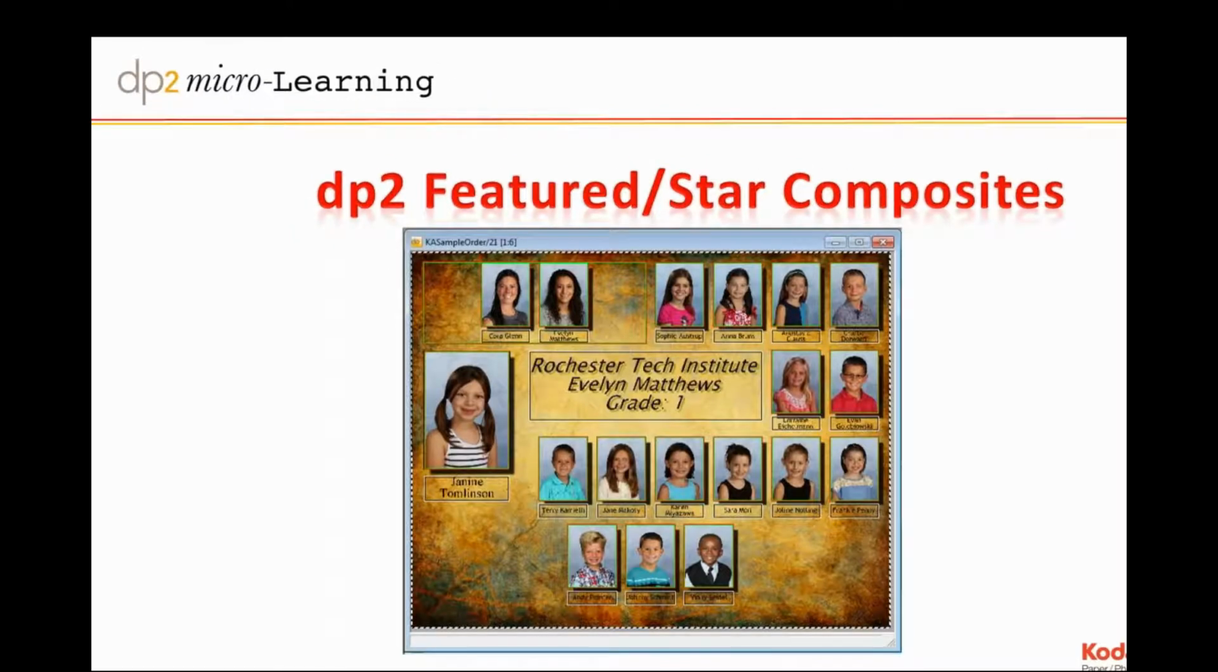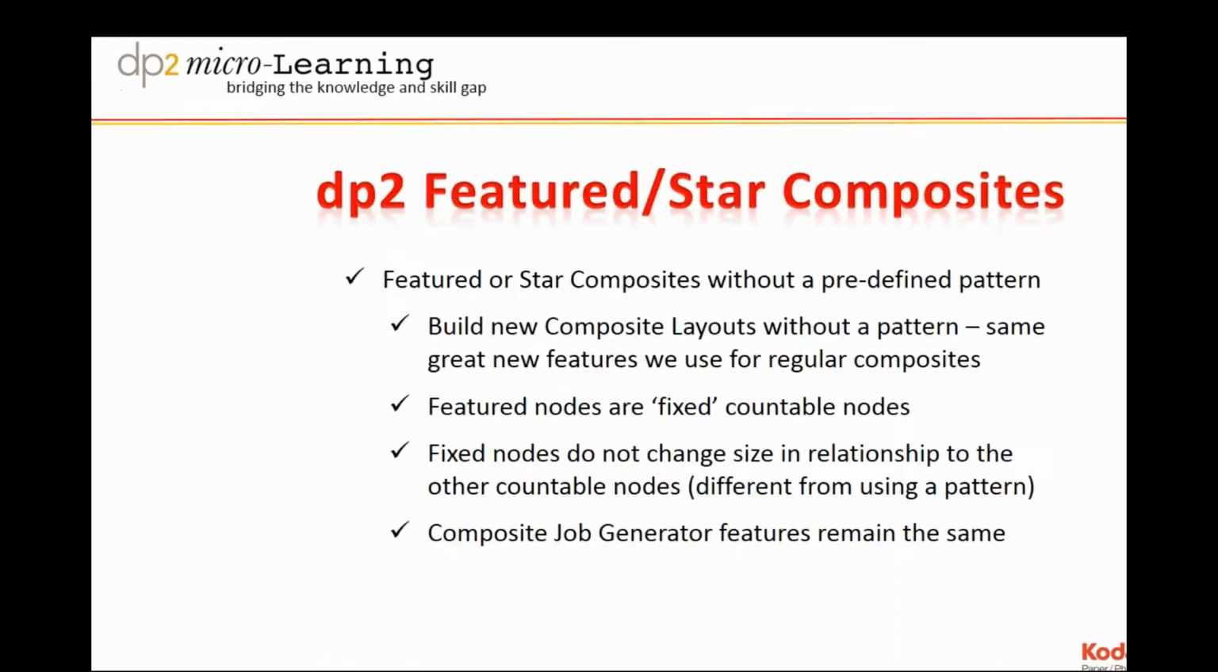A featured Star Composite, as I'm sure you know, is the composite that features one child. And instead of having one composite that is the same for a certain number of data records, in this case we have a unique composite for each individual child or dance star or soccer player or church directory, whatever it is. You can use this in many different ways.